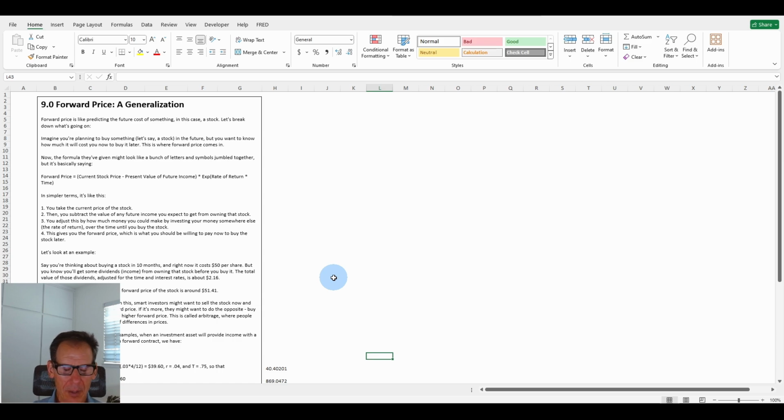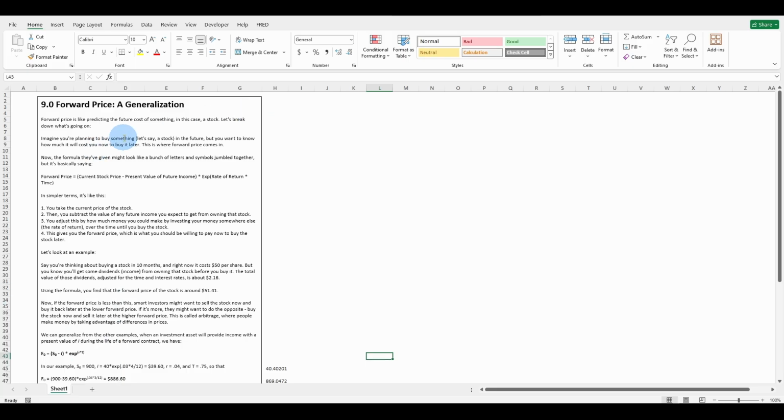Brad Williams, Frugal Finance. Forward price, not forward contract this time. Forward price, a generalization. Forward price is like predicting the future costs of something, in this case, a stock. Let's break it down. What are we doing?